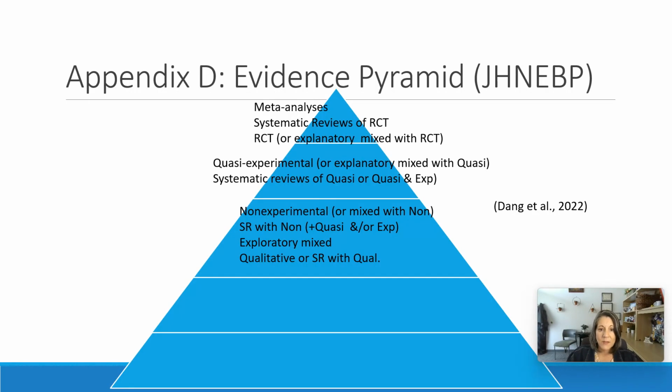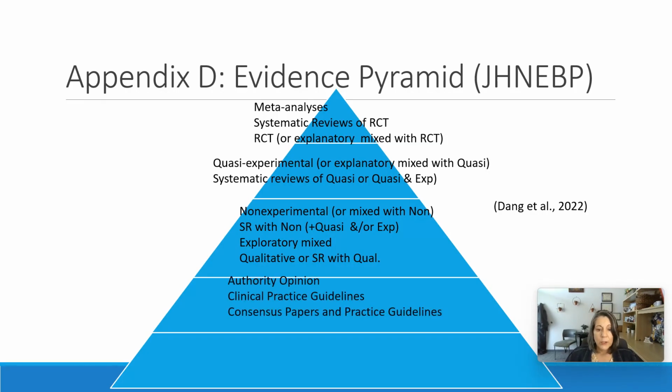Okay, so other types of level threes would be mixed method studies that use exploratory, or maybe they sort of lead with that qualitative information and then add the quantitative later, or maybe they balance the quantitative versus the qualitative in their mixed methods study, or a qualitative study or a systematic review that includes qualitative studies would automatically put it at a level 3.